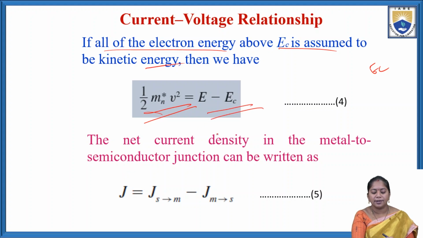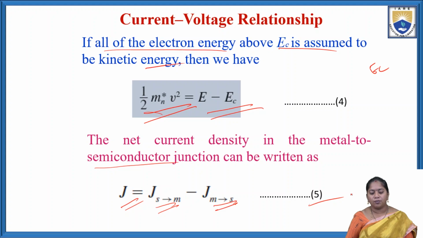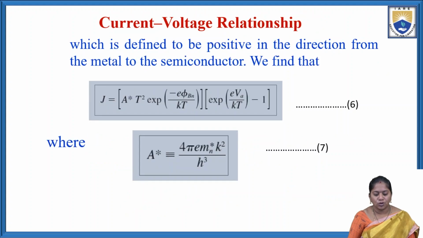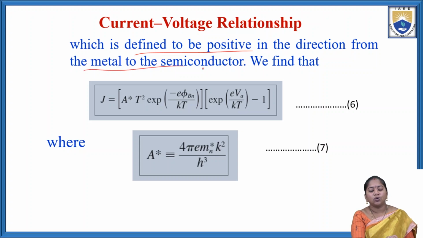So the net current density in the metal to semiconductor junction can be written as the difference between the current density from semiconductor to metal minus the current density from metal to semiconductor. That is equation 5, which is defined to be positive in the direction of metal to semiconductor. So if the electron flows from metal to semiconductor, it is taken as positive.